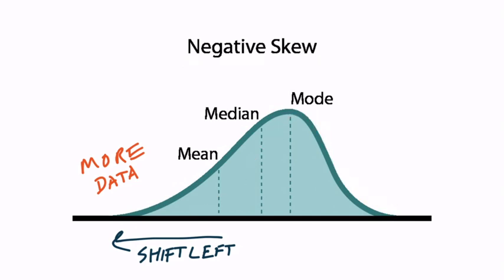Now, when the results of a study show a negative skew, you will see changes in the mean, median, and mode relative to one another.